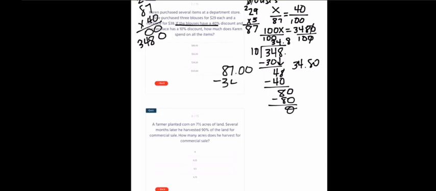How much does she actually spend on the blouses then? $87 minus $34.80. 0 minus 0, I'm going to borrow from here. 10 minus 8 is 2. 6 minus 4 is 2. 8 minus 3 is 5. So the blouses cost her $52.20. Okay, we still have to add the cost of the necklace.